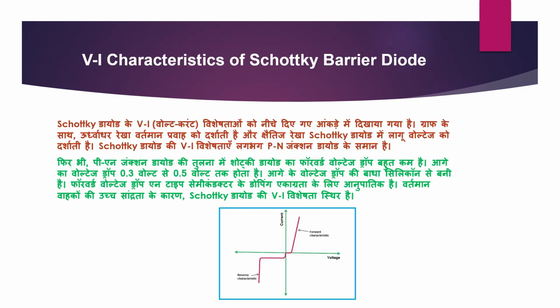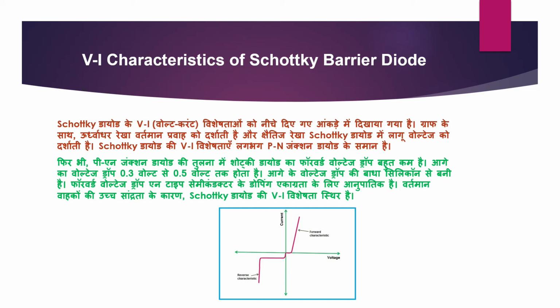Next topic is VI characteristics of Schottky barrier diode. The VI characteristics of Schottky diode is shown in the figure below. Along the graph, the vertical line signifies the current flow and the horizontal line denotes the voltage applied across the Schottky diode. The VI characteristics of Schottky diode is almost similar to the PN junction diode. Nevertheless, the forward voltage drop of Schottky diode is very low when compared to the PN junction diode.